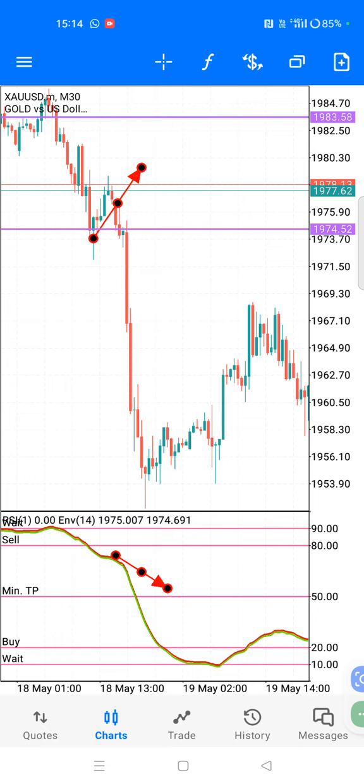So for my first one, I entered 1974.52. My next one will be 1976.02. My next layer will be 1977.52. My last layer will be 1979.02.